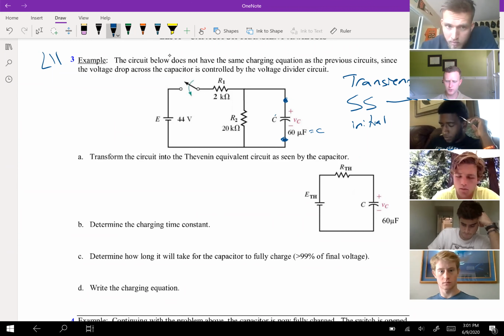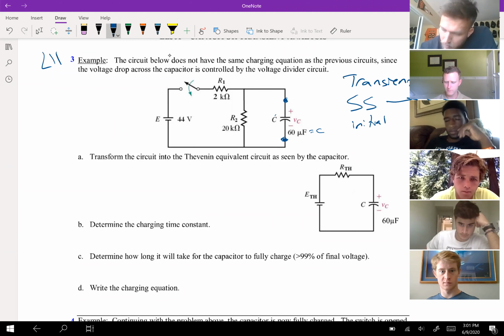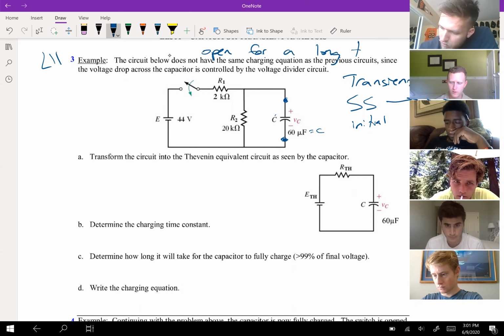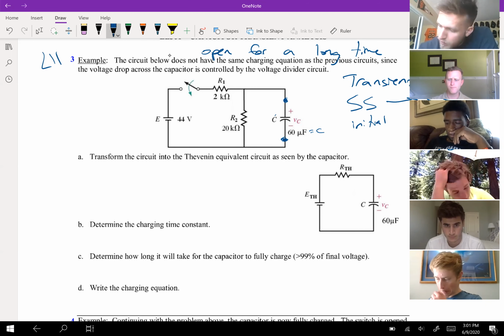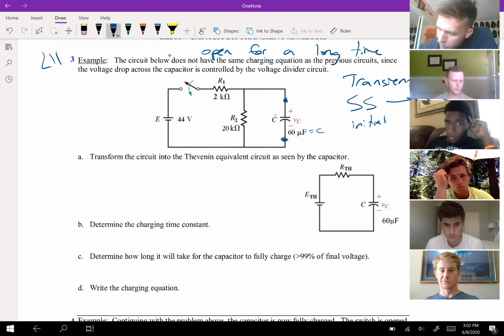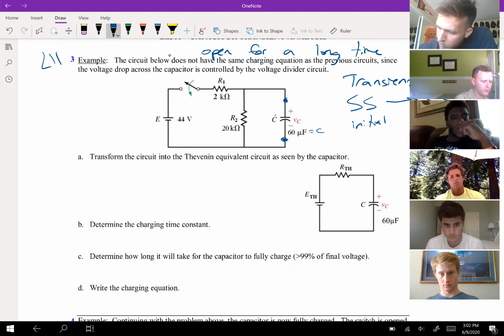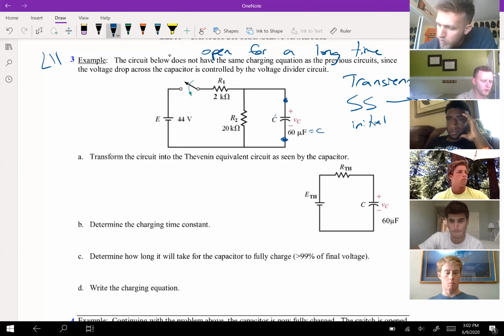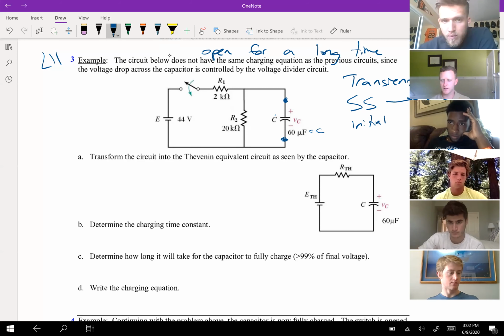it doesn't actually say, it should say it's been open for a long time. It should say open for a long time. In fact, I think I need to email that to everyone: number 3, lesson 11, number 3 has been open for a long time. Therefore, V initial equals 0. There, I sent that to the rest of the groups.